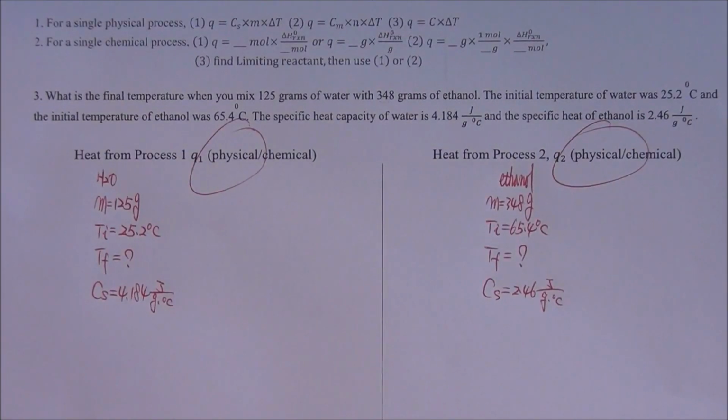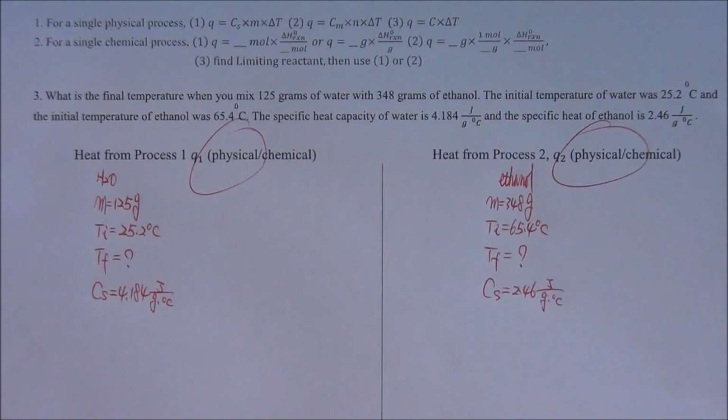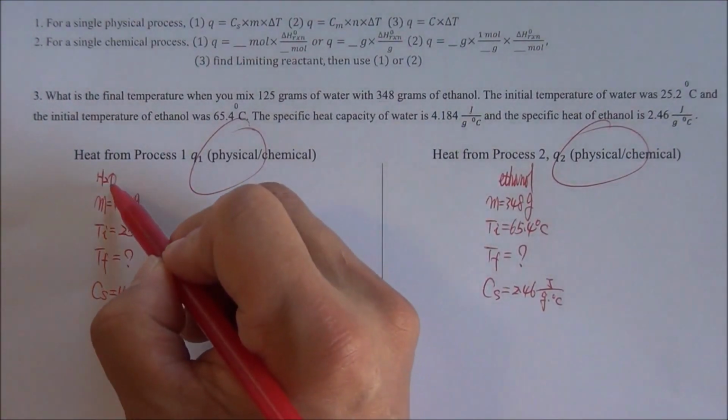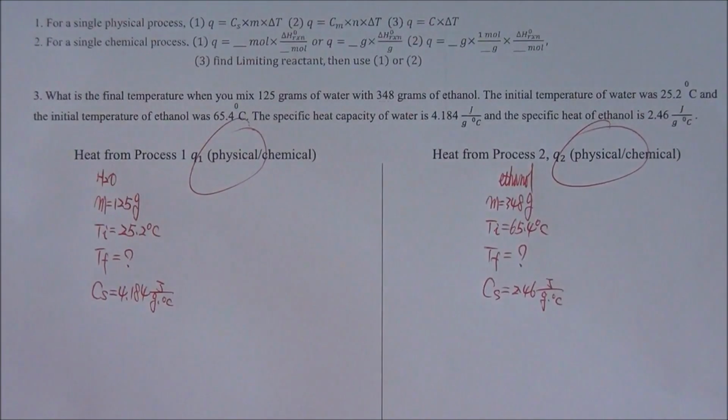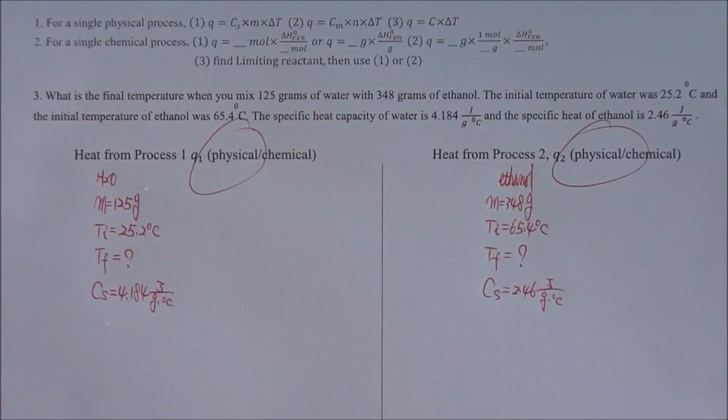Now let's conduct some analysis to see how can we start from what we are given to what we are looking for. Well, since we know the values of Cs of both water and ethanol, more likely we need to use the first equation. Then let's write down the first equation. Let's see what parameters we already know the values.